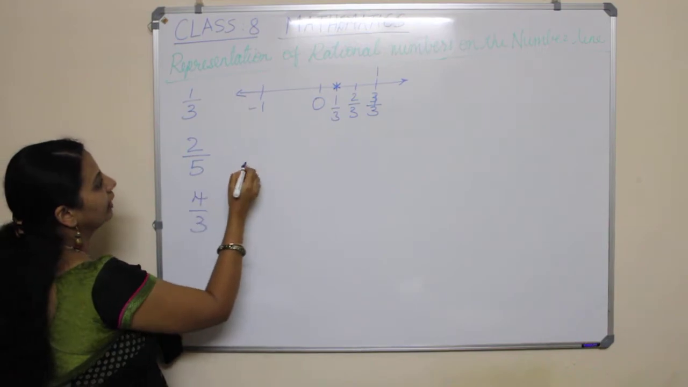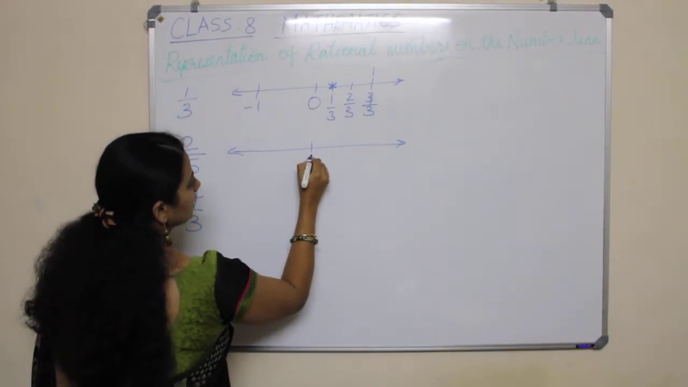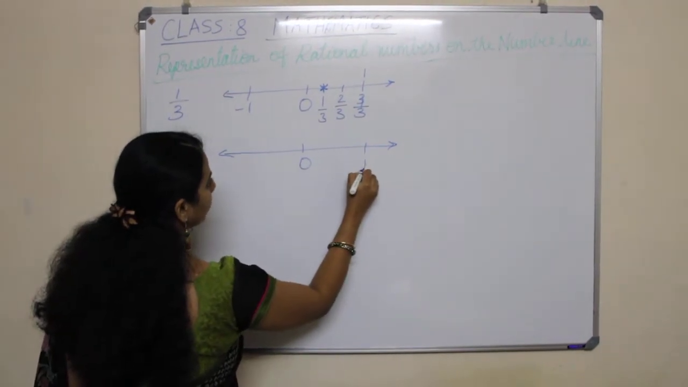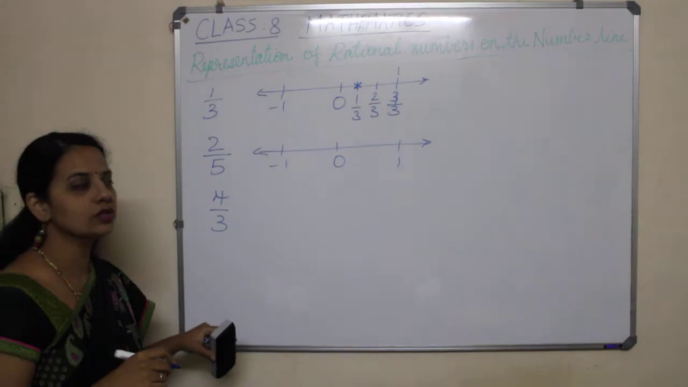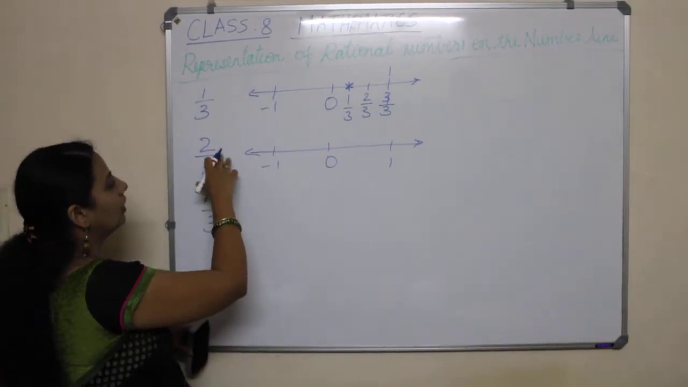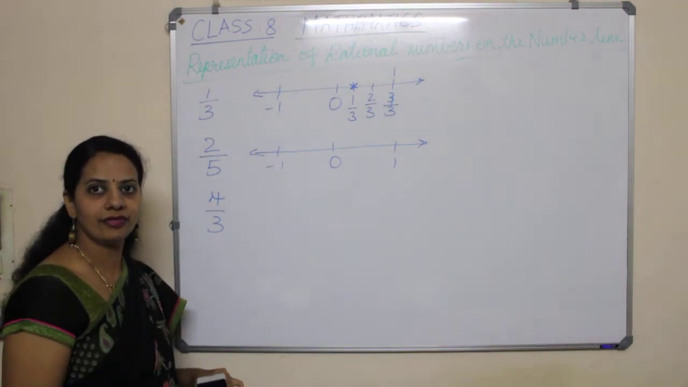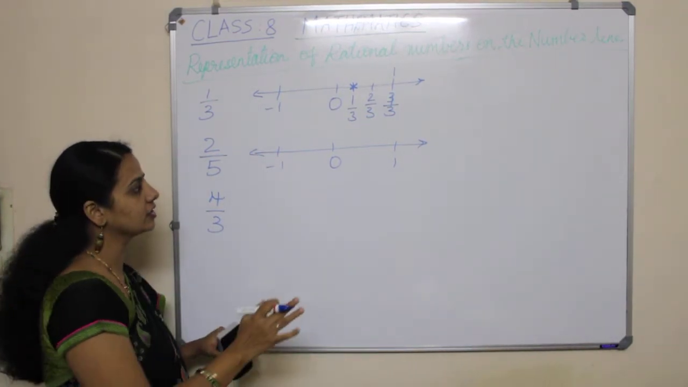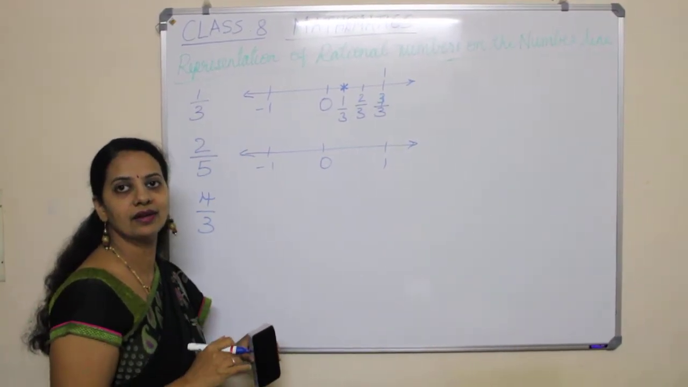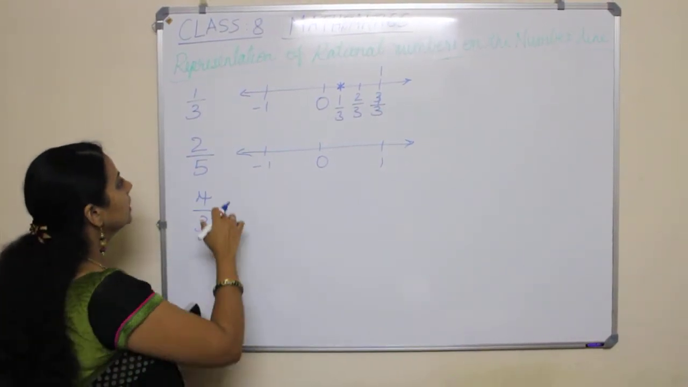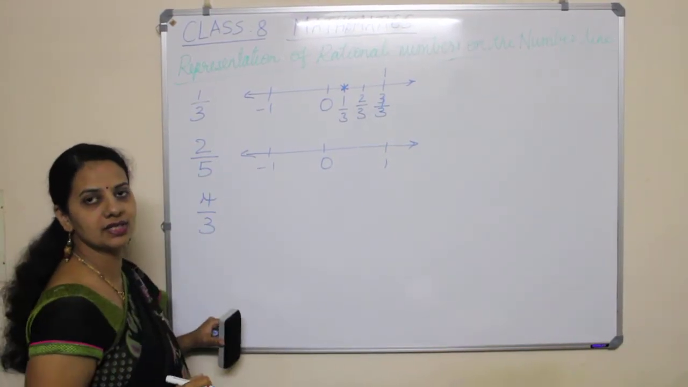Now coming to 2 by 5. The same way we have to do. So this is 0 and this is 1. This is minus 1. So 1 by 3 and 2 by 5 are all proper fractions. All proper fractions come in between 0 and 1. They are less than 1. Understood, children? So this division we have to make into 5 equal parts.